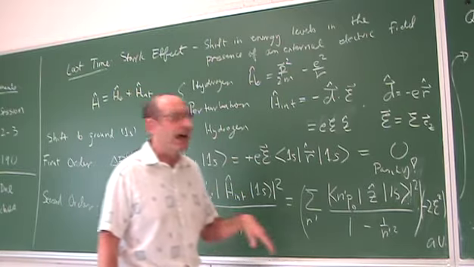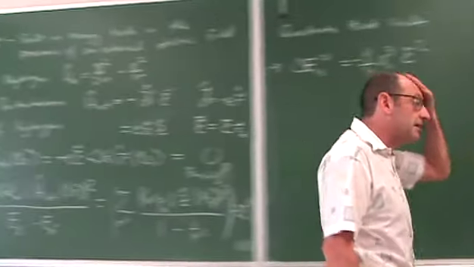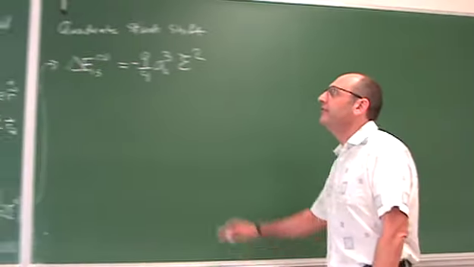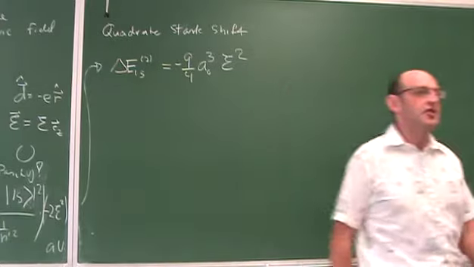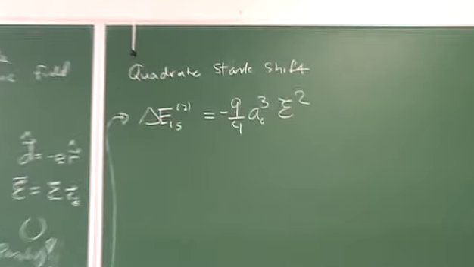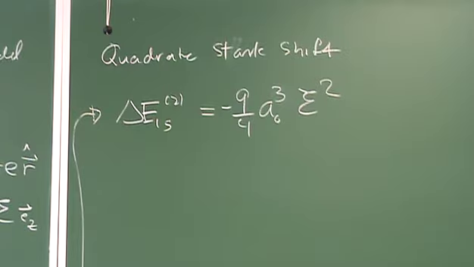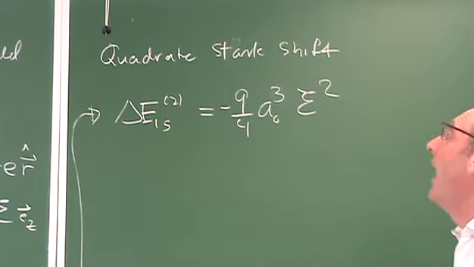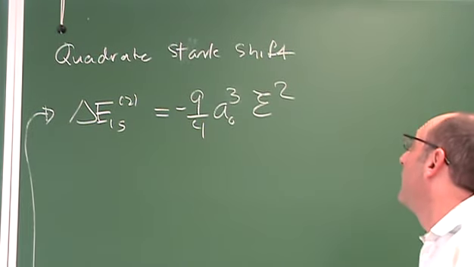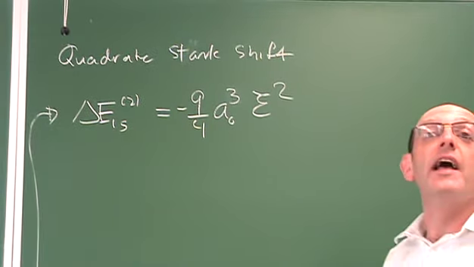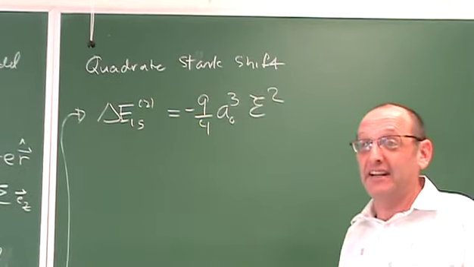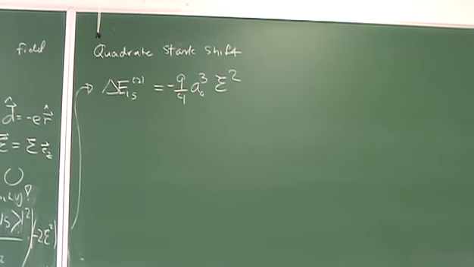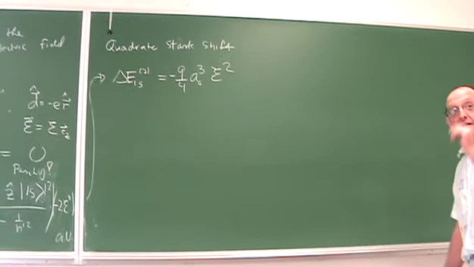So we did that, and it turns out that in this case the sum can be done, and we arrived at this expression for the shift in the ground state of hydrogen. It shifts down by an amount that depends on the square of the electric field, and thus this shift is often known as the quadratic Stark effect, because the shift is quadratic in the electric field.